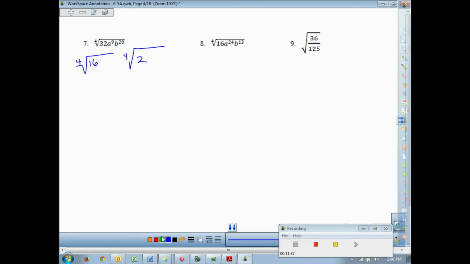The variables we dominate now. How many a's are you putting on the left side of the radical? A to the 8, and then there's 1 left over here. And 20, can all 20 of them stay over on the left side? Because 20 is a multiple of 4, right?